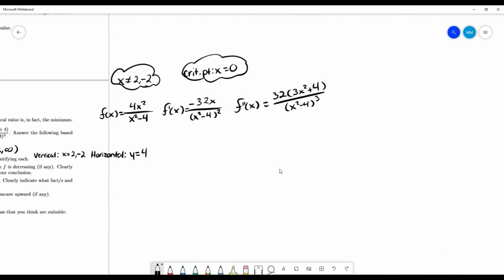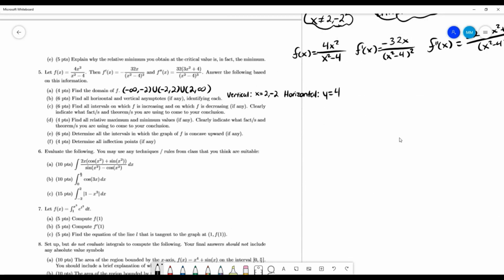And let's check for inflection points. Of course, we've got those discontinuities, but that doesn't count. So I know that my numerator will equal 0 whenever all this equals 0, which, if I work with that, I'm going to get x squared equals negative 4/3, which would mean if I take that square root, I'm going to be taking the square root of a negative number. So this doesn't exist. That would be imaginary, which means that there are no inflection points. So there are none.